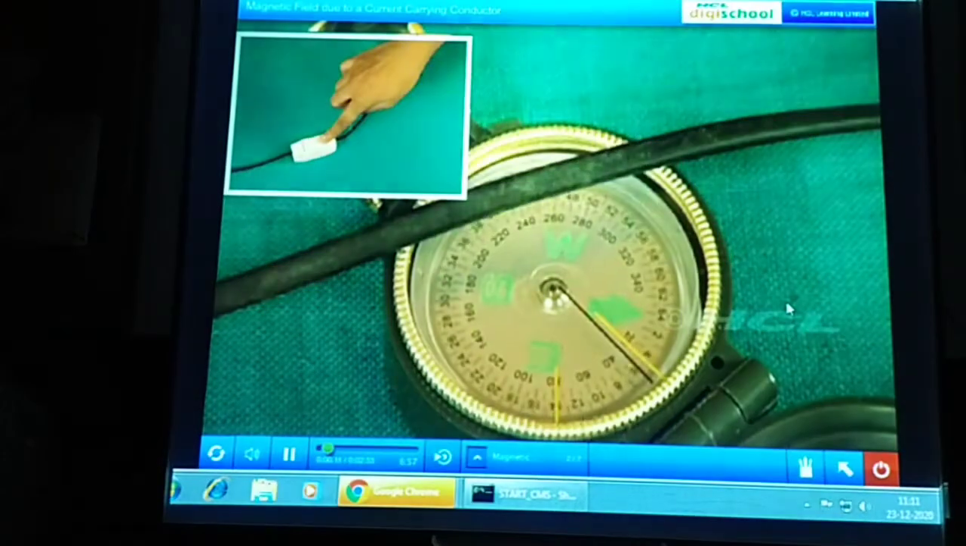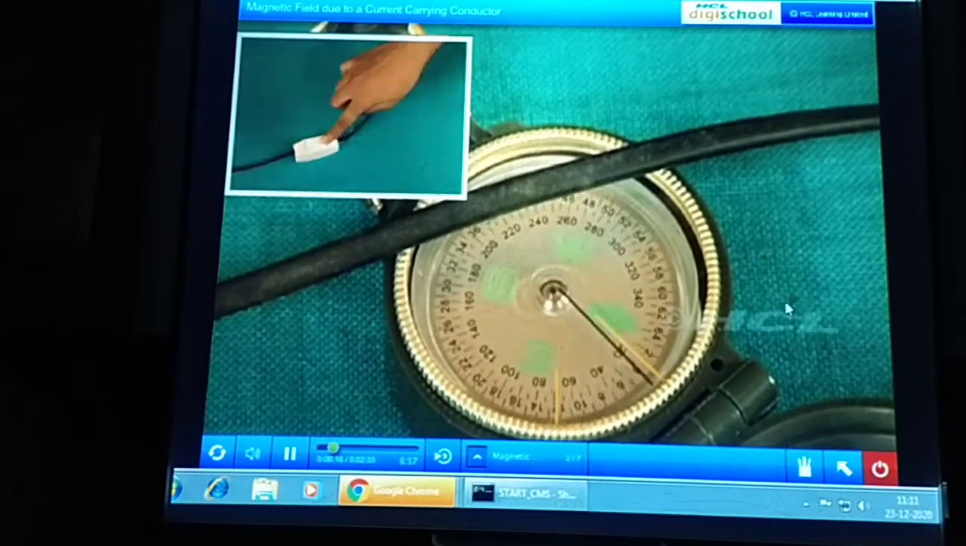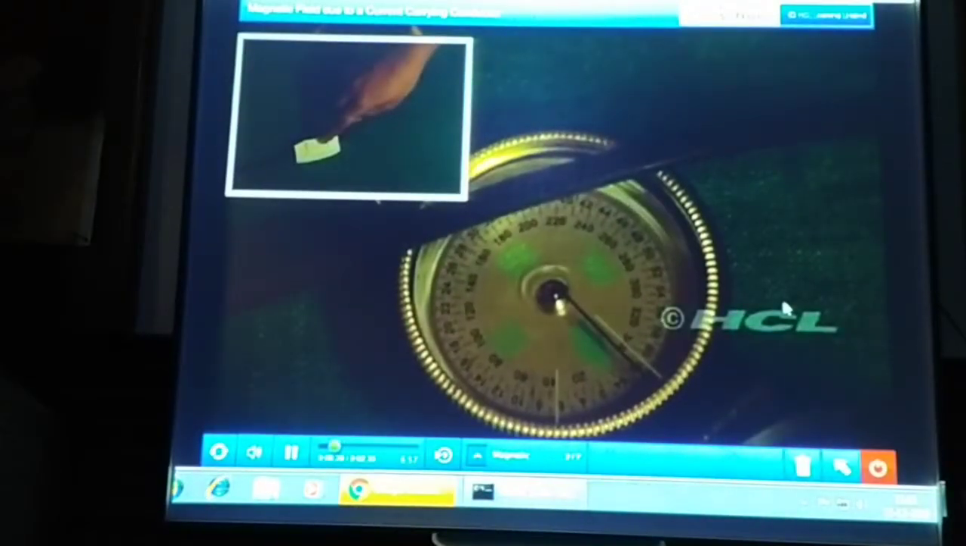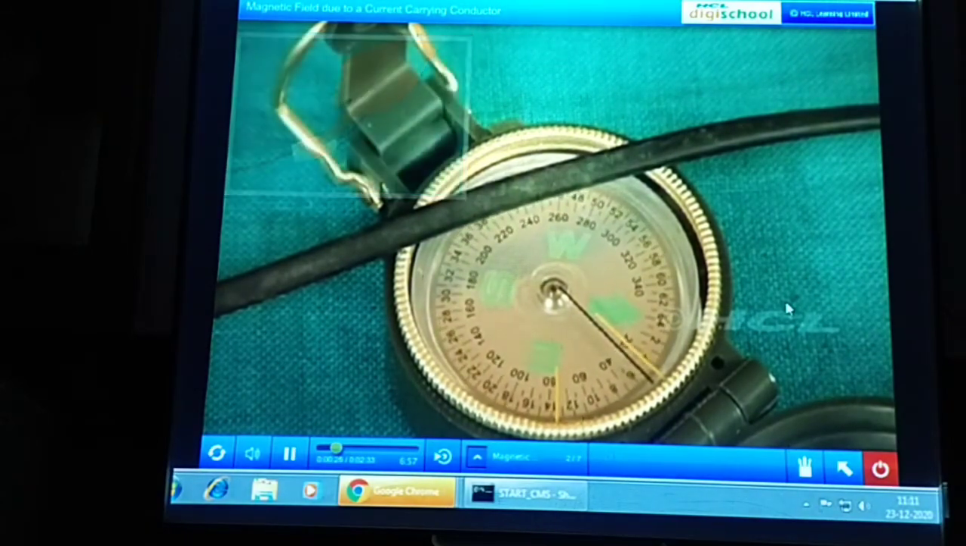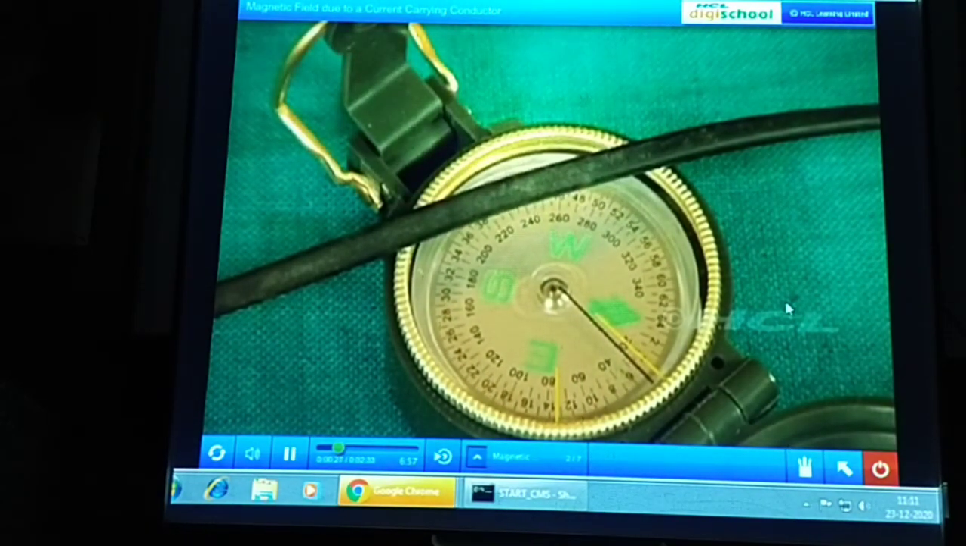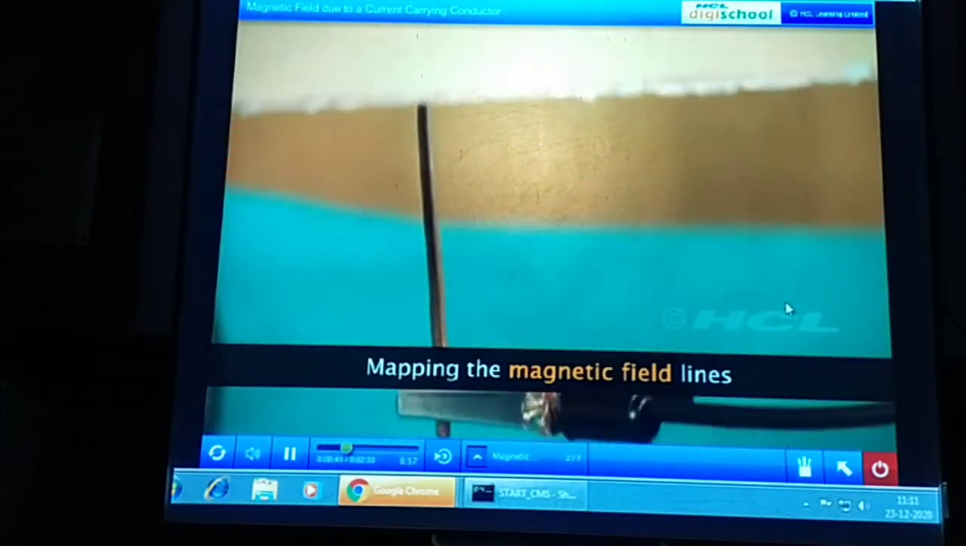When the lamp is put on, this wire begins to behave like a magnet because of the magnetic effect of electricity. This causes the compass needle to deflect. If this wire behaves like a magnet, then should it not have magnetic poles and a magnetic field? Just like a normal magnet. Let's find out, by mapping the magnetic field lines around a straight conductor similar to this wire.